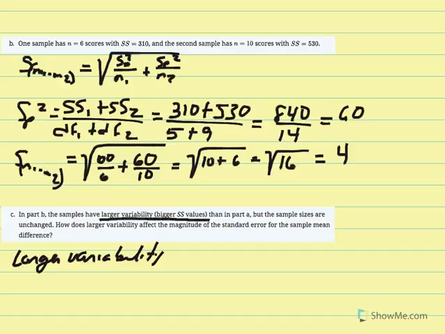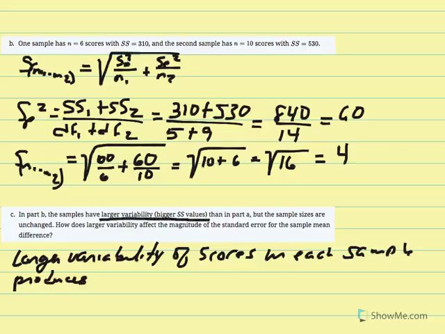variability of scores, right, which is reflected in the sum of squared deviation values, so the larger variability of scores in each sample produces a larger estimated standard error.